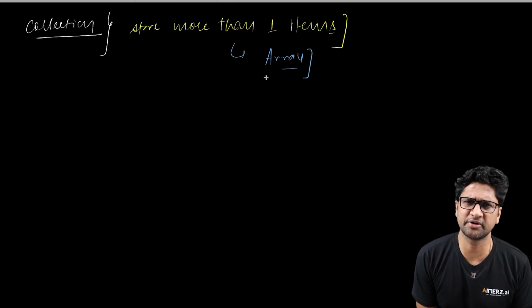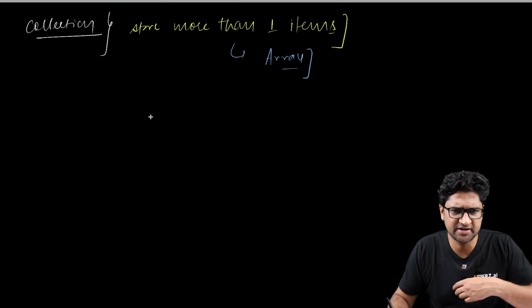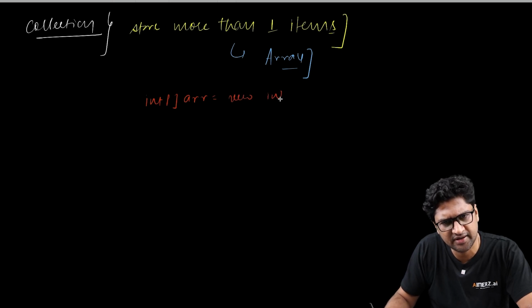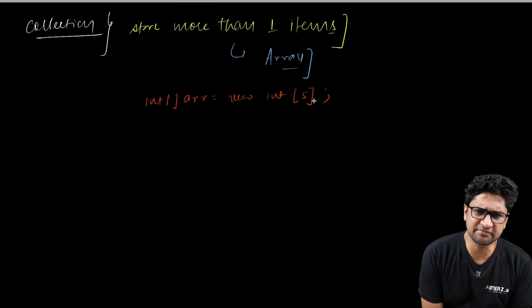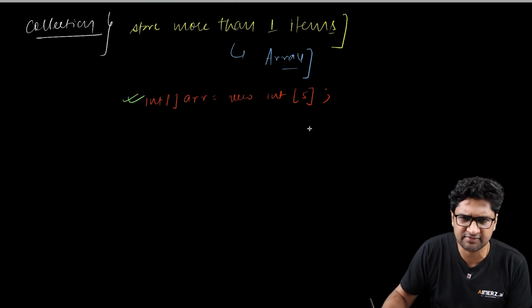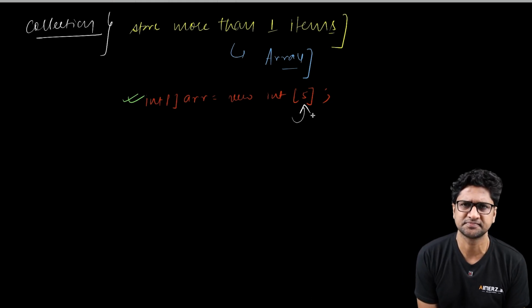But the array has its own limitation. Do you remember how we instantiate an array? We have seen that to instantiate an array, we can simply say int arr = new int[5]. As soon as we initialize a new array, in the very beginning itself I have to say what the size is. It can only store 5 elements.